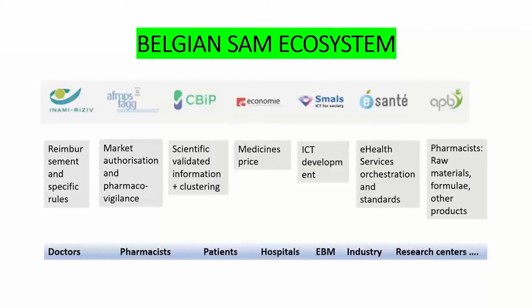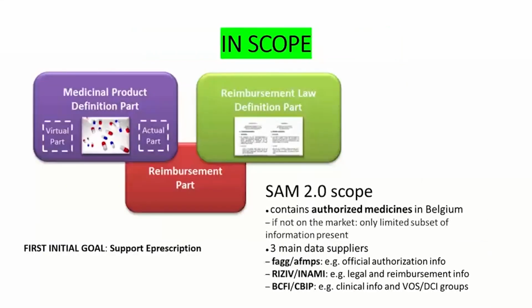And here you can see that each of those entities, at least 5 of them, are responsible to provide data in the Belgian medicines authentic sources. And those data then will be used for several purposes by the end users, which are many, and this for a number of use cases. So that's complex to do.